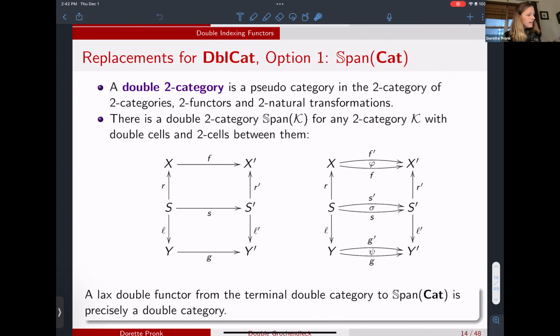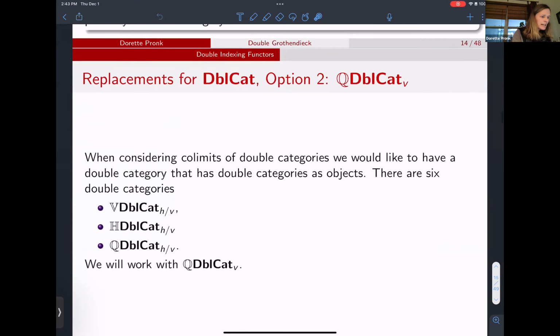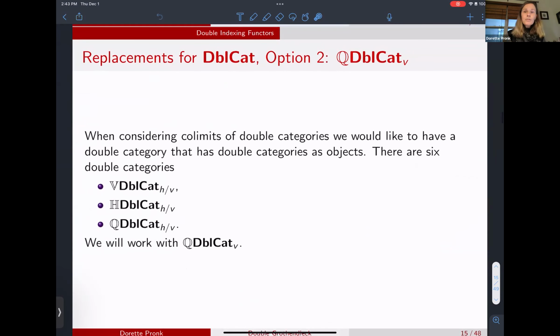Turns out, if you take a lax double functor from the terminal double category, so 1, to Span Cat, then you get precisely a double category back. And also monads in this thing are nice and understood. And so this is a good indexing, a good codomain for an indexing functor.